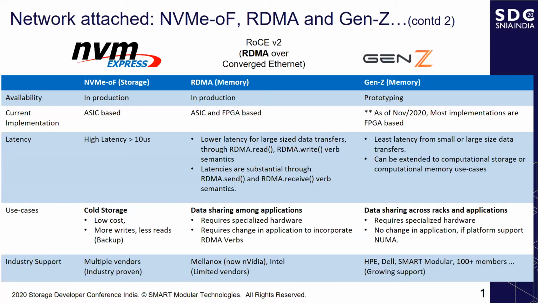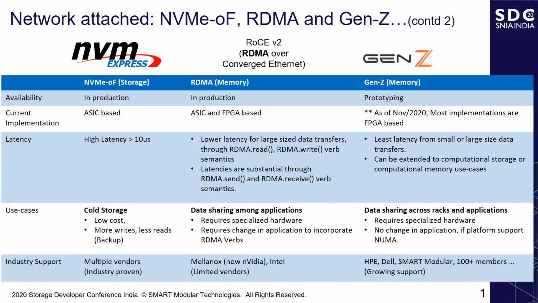Let's look at the availability, latency and other requirements of these protocols. NVMe over Fabric is a very structured and mature protocol, available as we speak today. RDMA is another protocol which is in production, but from some chosen vendors. It's not available or in production from all the vendors. Gen-Z is something which is in the prototyping phase, and we have development kits and other hardware which customers can use to start their Gen-Z enablement or port their applications and explore Gen-Z and its capabilities.